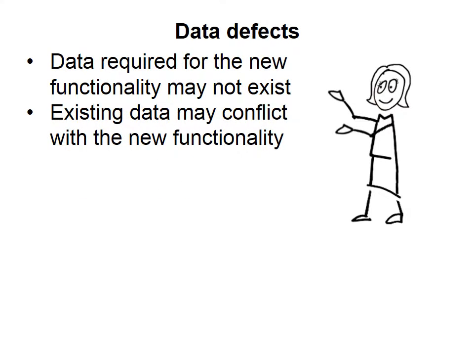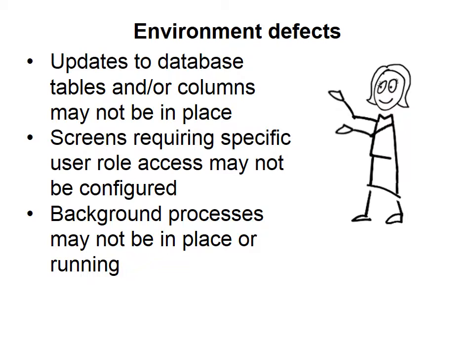What are some examples of data defects? The data required for the new functionality may not exist, or existing data may conflict with the new functionality. What are some examples of environment defects? Necessary updates to database tables and/or columns may not yet be in place. Screens that limit access to specific user roles, such as an administrator, may not yet be configured to provide access. Any necessary background processes may either not be in place yet or may not be running in the background.